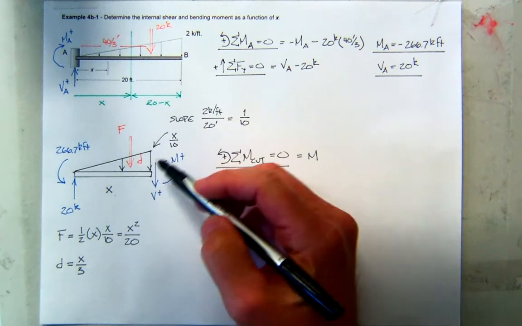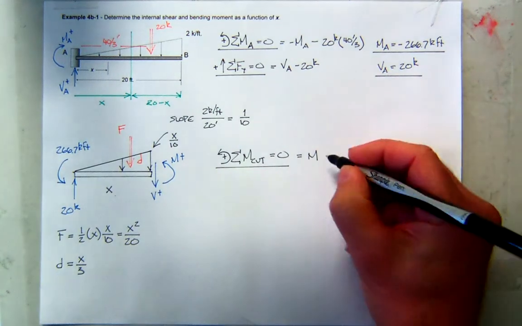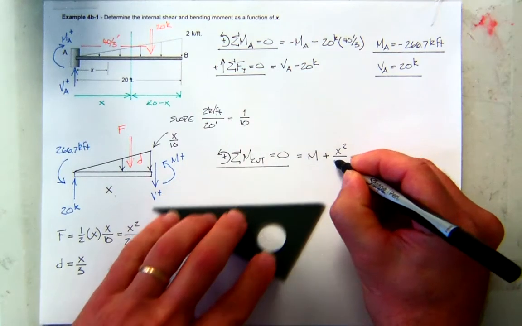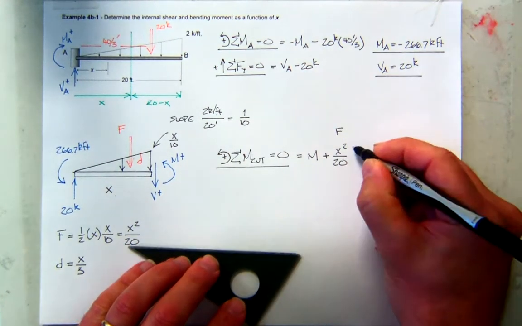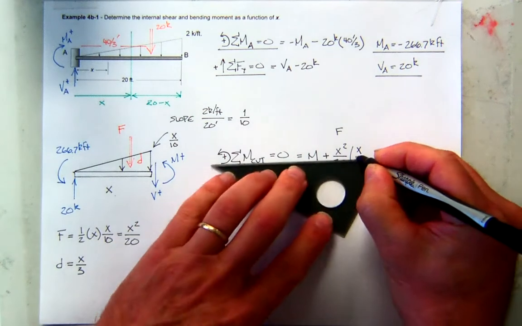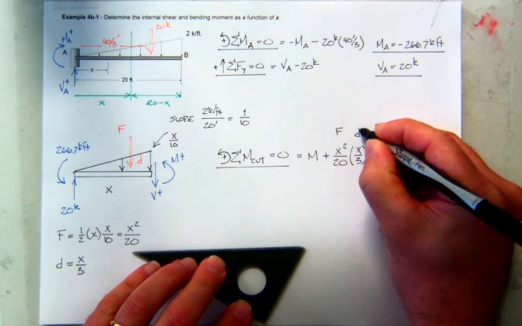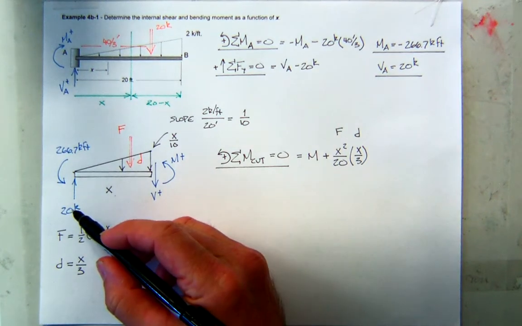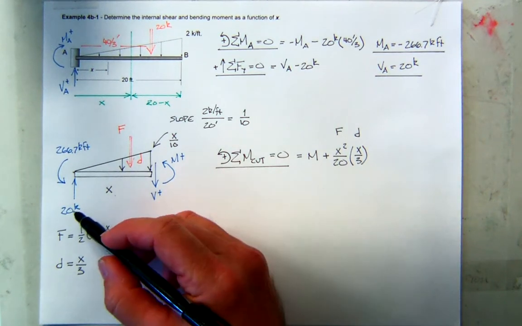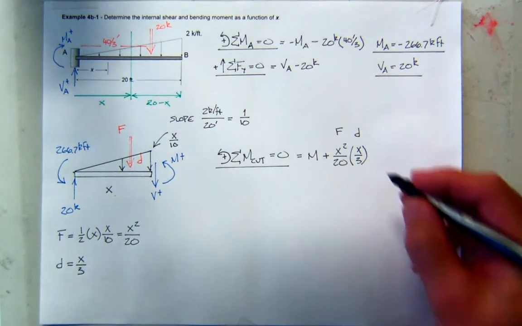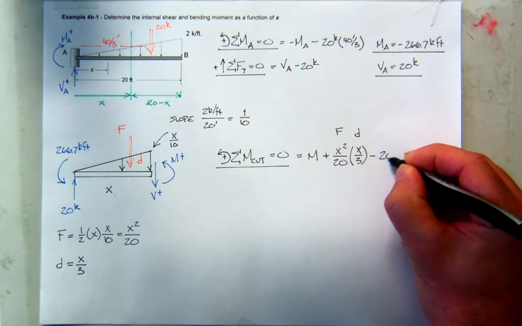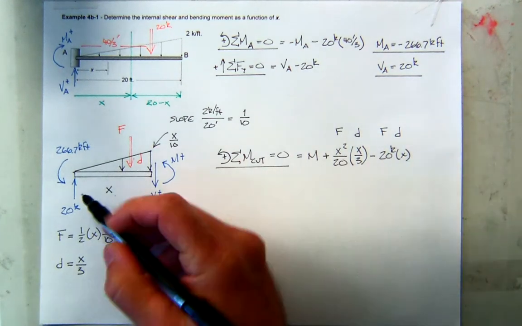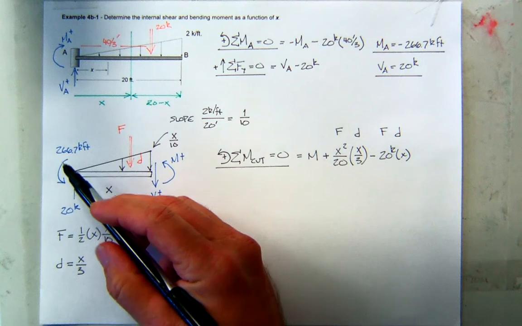What about this force F? What kind of moment does it create about the cut? Positive. So it'll be F, which is x squared over 20. So that's F. And then times the distance, which was x over 3. So there's my distance. So now I've accounted for the load. What else do I have? I've got this 20 kip force. How far is that away? X. And what kind of moment does it create about the cut? Positive or negative? Negative. So it'll be a force of 20 kips times a distance of x. Again, force times distance. And then right out here at the end, I've got a moment of 266.7.